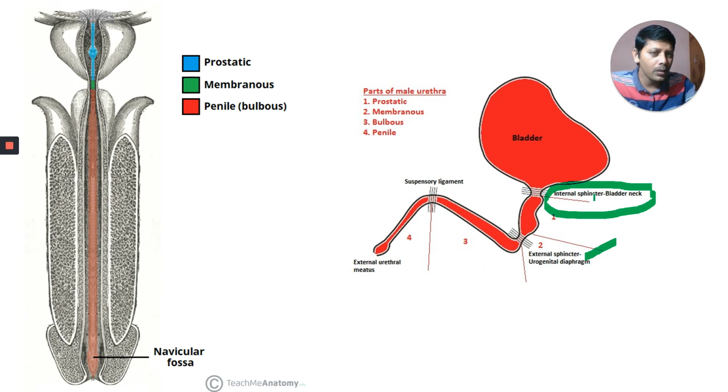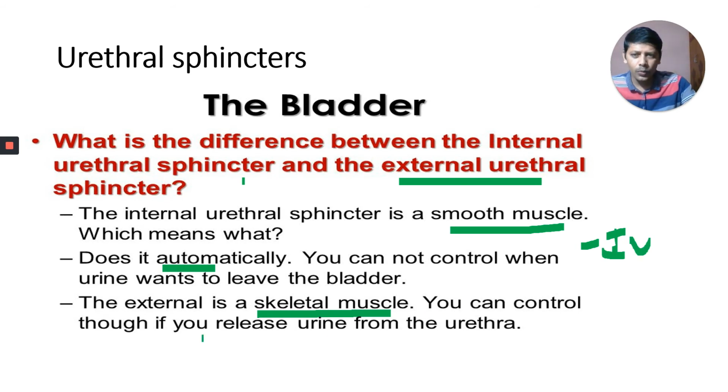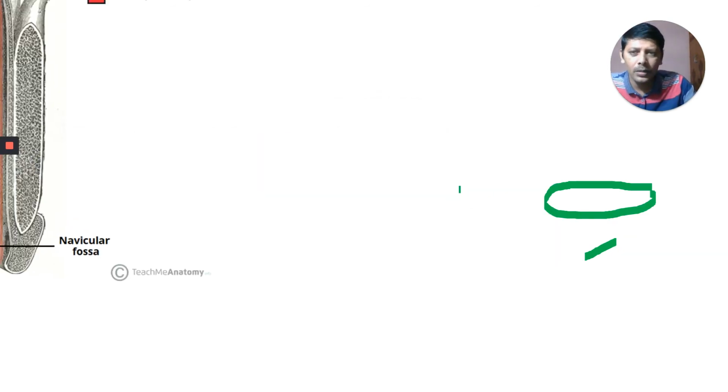One is the internal urethral sphincter. Another one is the external urethral sphincter. The internal urethral sphincter is made up of smooth muscle, whereas the external urethral sphincter is made up of skeletal muscle. The internal one works automatically, it is involuntary. But the external one you can control, you can release the urine from the urethra. That means it is voluntary. One is involuntary, the other is voluntary. One is made up of smooth muscle, the other of skeletal muscle. Those are the differences between the internal urethral sphincter and the external urethral sphincter.